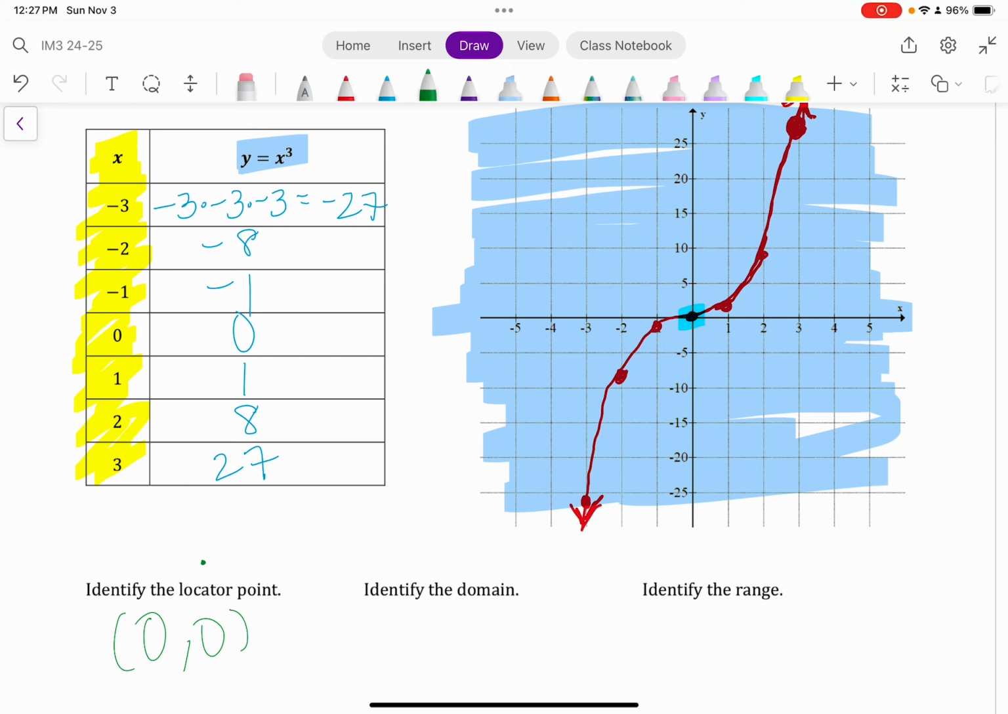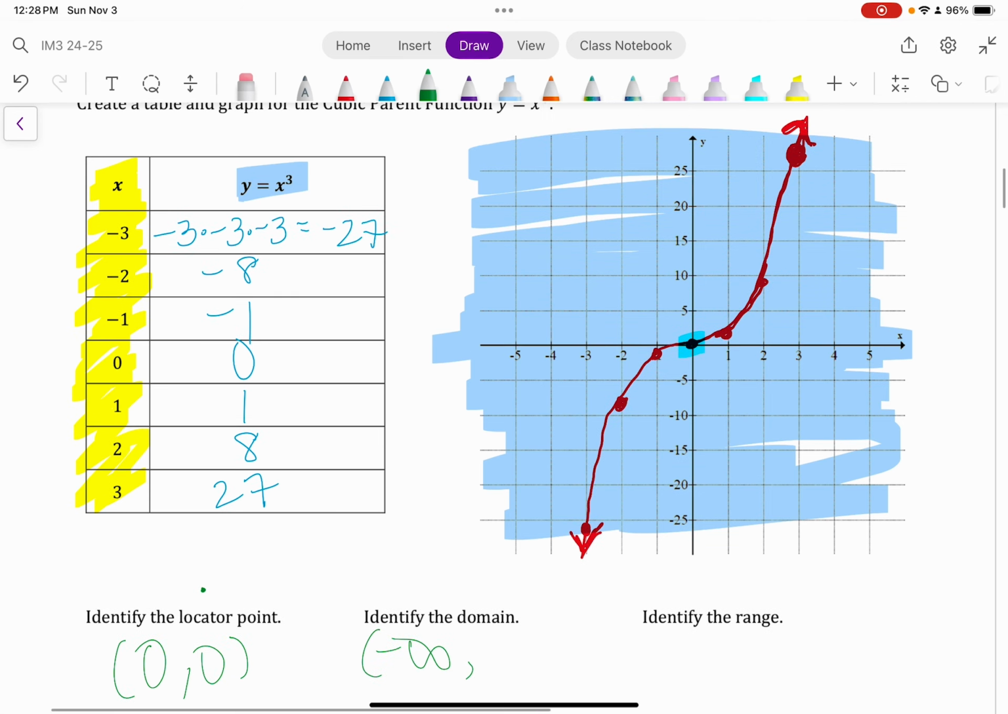As we go to the left, we are going forever to the left. There is no limit as to how far left I can go. So if we have no limit, we can go ahead and say that we're going towards negative infinity. As we go to the right, our arrows tell us the same thing. We're going forever to positive infinity. So our domain looks like this, negative to positive infinity.